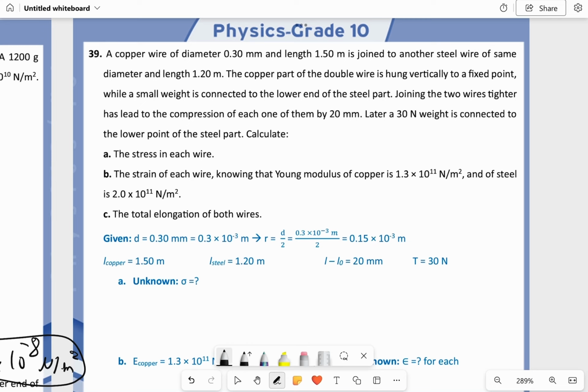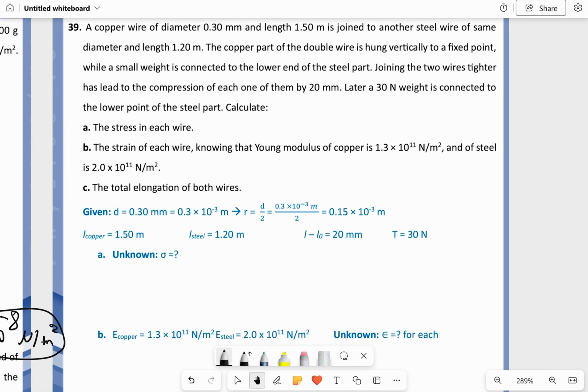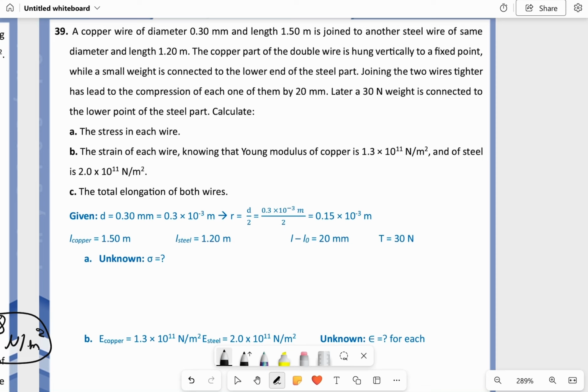Question 39. A copper wire of diameter 0.30 millimeter and length 1.50 meter is joined to another steel wire of same diameter and length 1.20 meter. The copper part of the double wire is hung vertically from a fixed point, while a small weight is connected to the lower end of the steel part. Joining the two wires together has led to the compression of each one of them by 20 millimeter. Later, a 30 Newton weight is connected to the lower point of the steel part. Calculate first the stress in the wire.